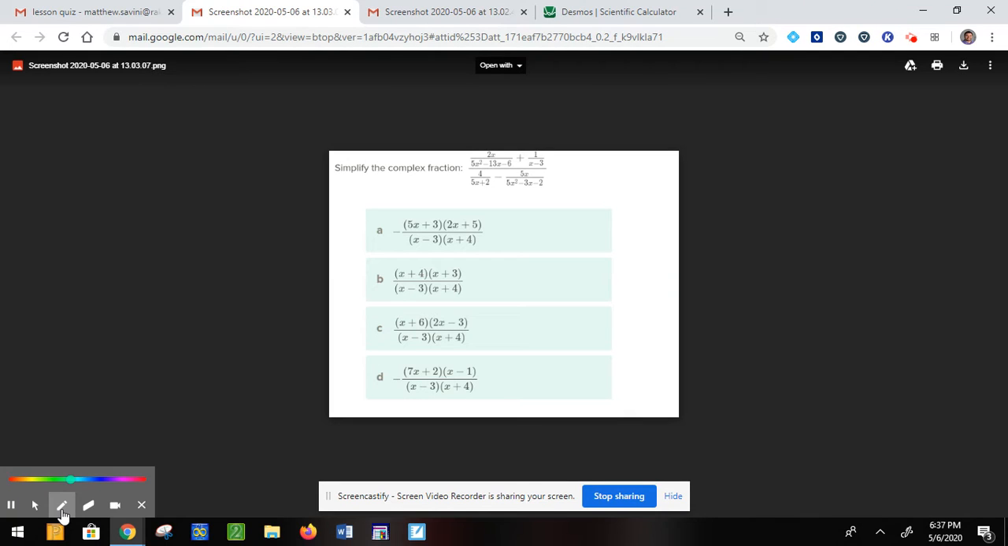So with this one being a complex fraction, you need to simplify numerator and denominator separately. Once you do that, you can just do a keep change flip. All right, so let's do the numerator first. What we're going to need to do with this one is figure out what the common denominator is in order to add them together.